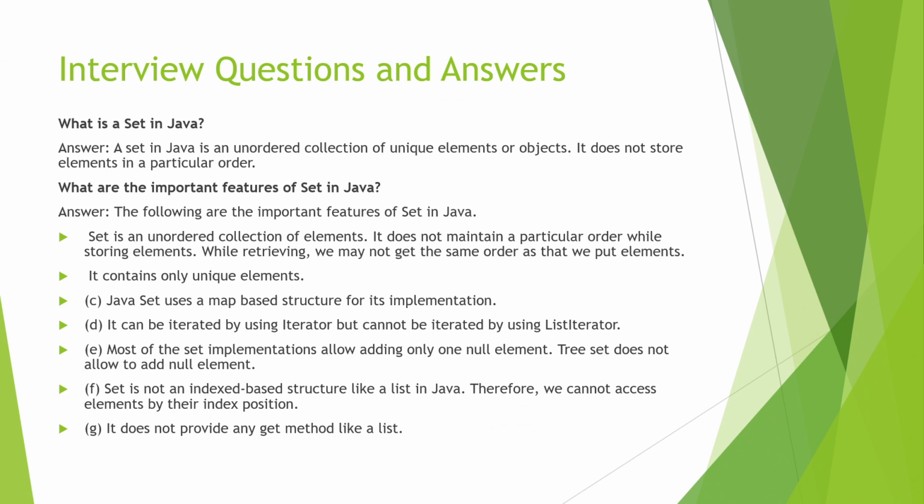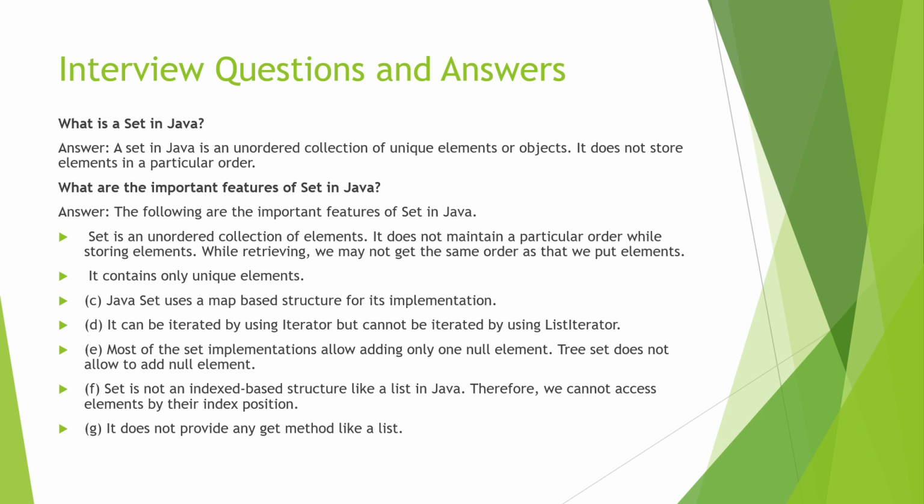Next, what are the important features of a set in Java? We will go through one by one. Set is an unordered collection of elements. It doesn't maintain a particular order while storing elements. While retrieving, we may not get the same order in which we put the elements. Next, it contains only unique elements, and Java set uses a map based structure for its implementation.